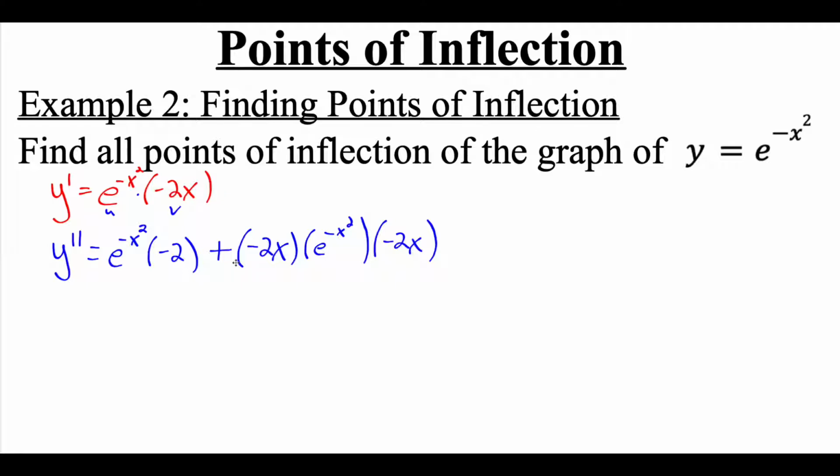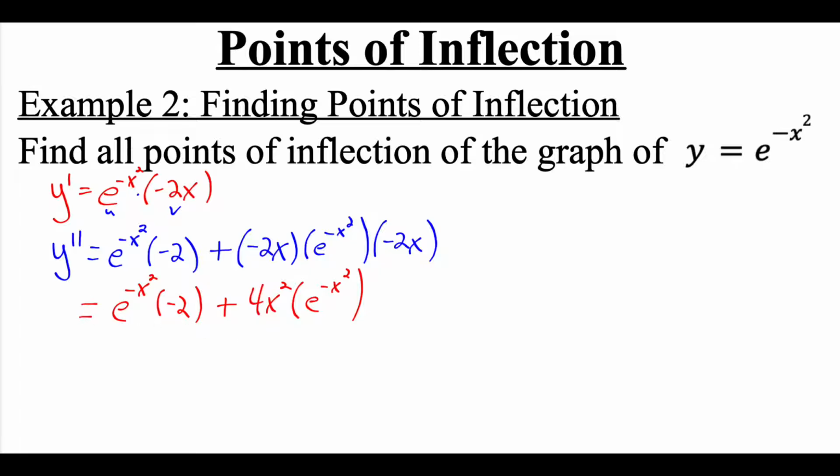Now, we can clean this up just a little bit on the back end. If we take this -2x in front times this -2x on the end, then that's going to turn into 4x squared. And this still has e to the -x squared attached to it. And in the front, we have e to the -x squared attached to a negative 2.